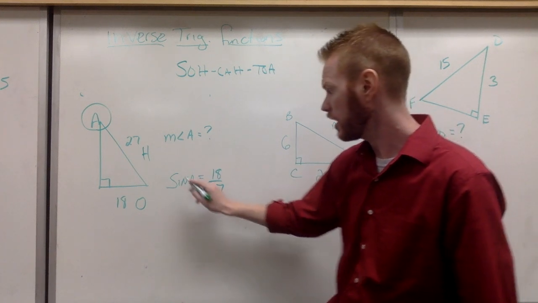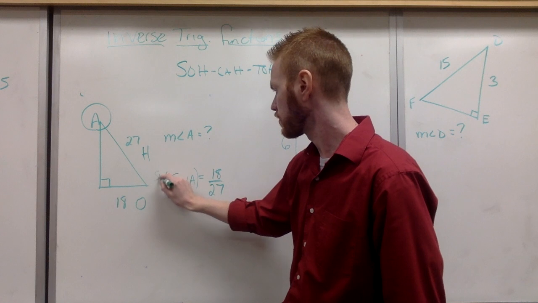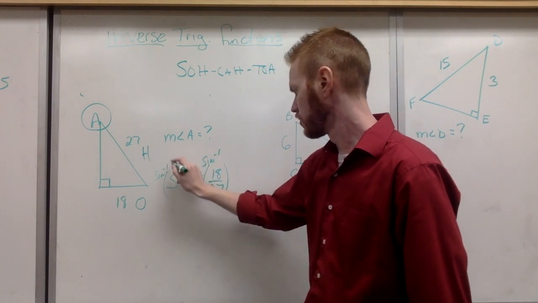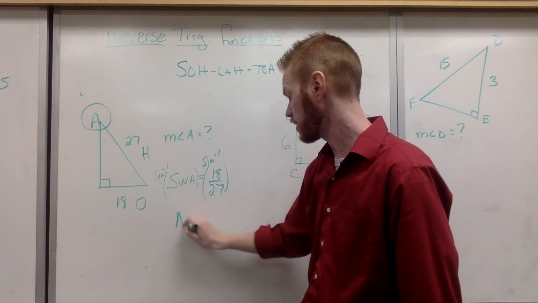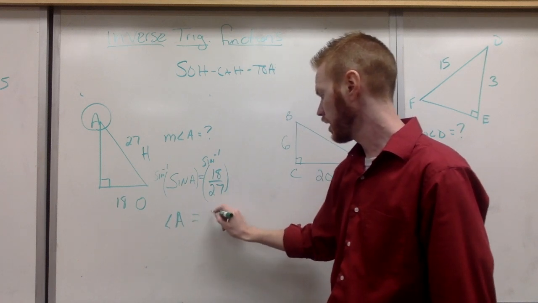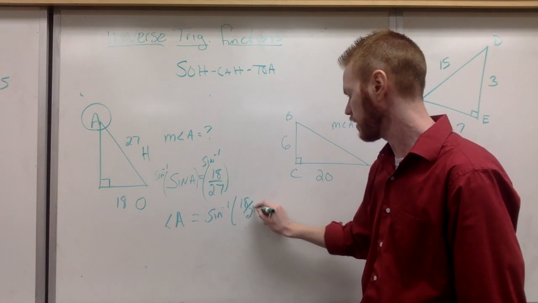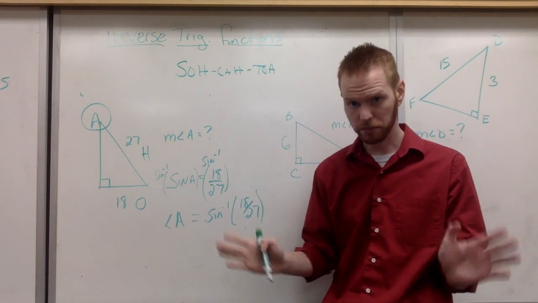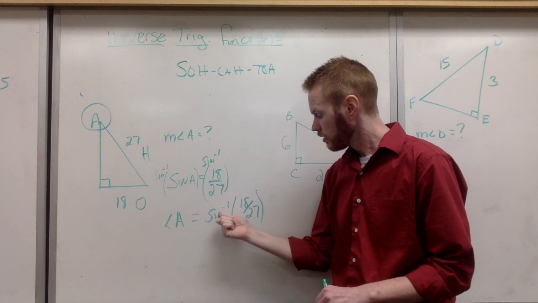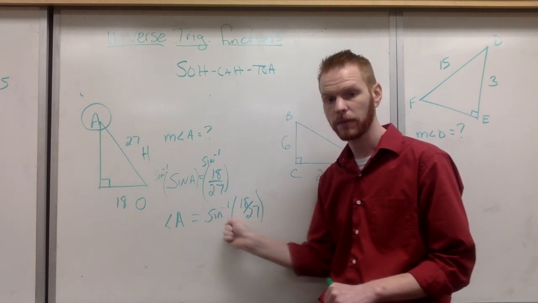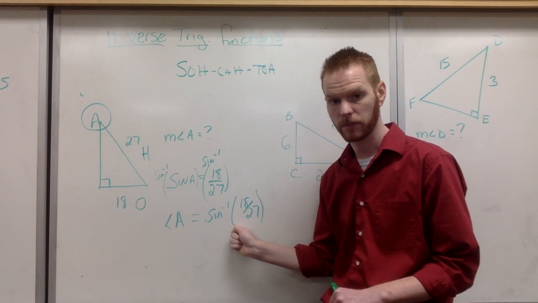So to get A by itself, I'm going to take the inverse of both sides. So the inverse cancels sine out here. I just have angle A left. Then over here, I have this inverse sine of 18 over 27. Now just put this in words: the ratio 18 over 27, I want to figure out what angle is associated with it, okay?